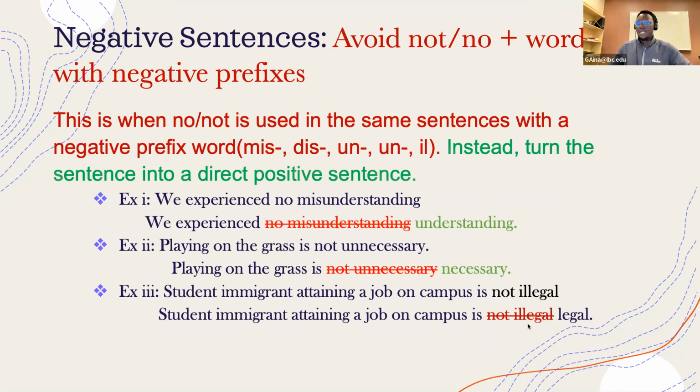Exactly, it's legal, right? If you say not illegal, it means legal, because that's a double negative. Not and illegal, so it means it's legal. Student immigrants attaining a job on campus is legal. Thank you very much, Janine.